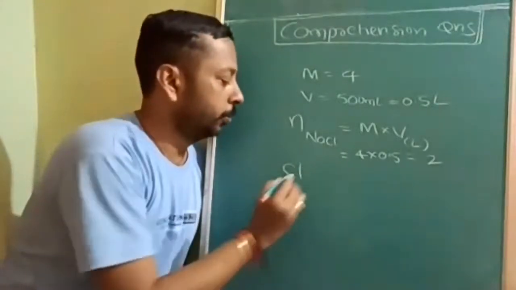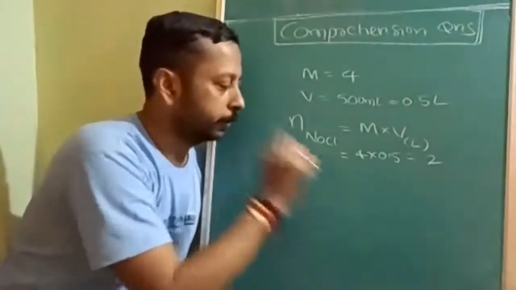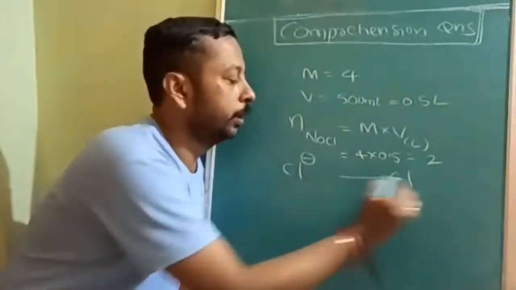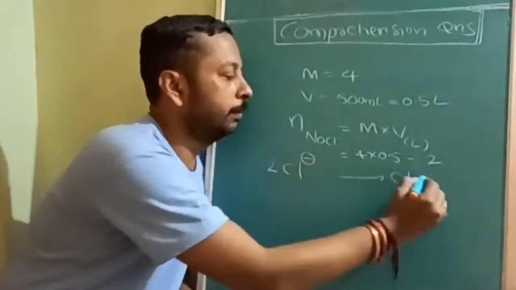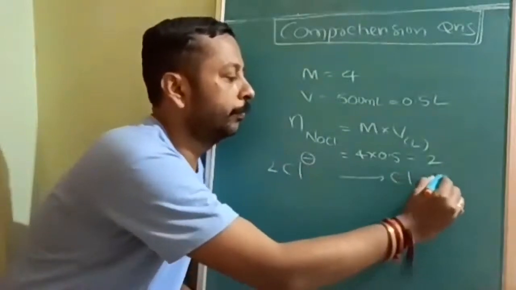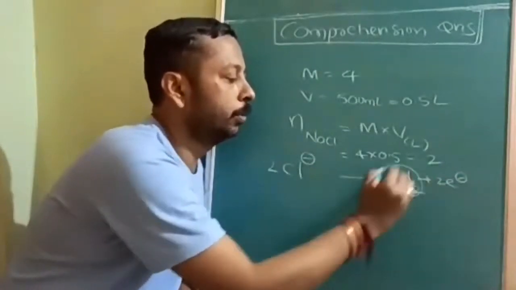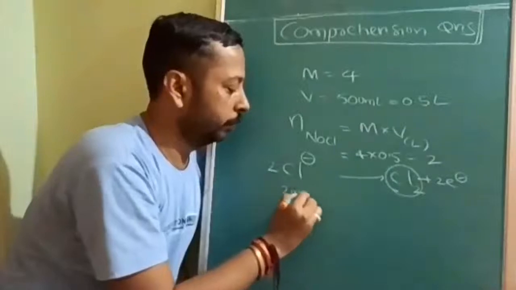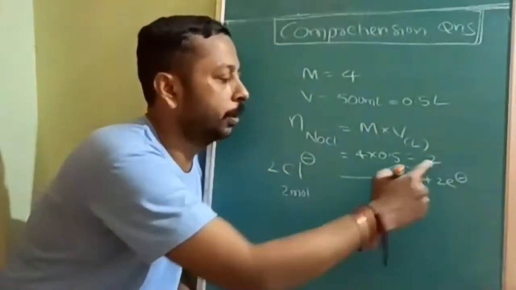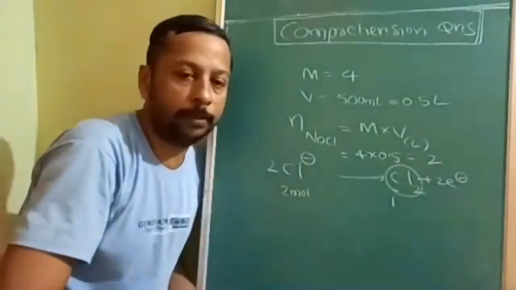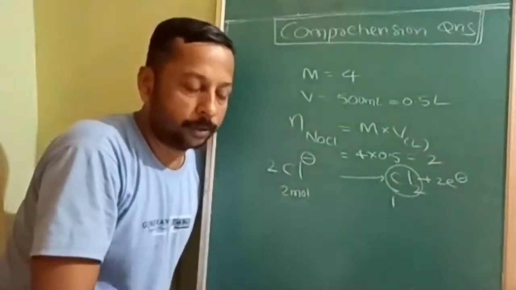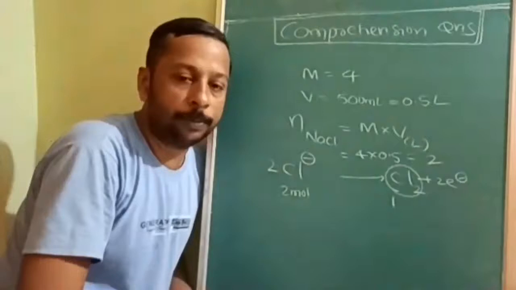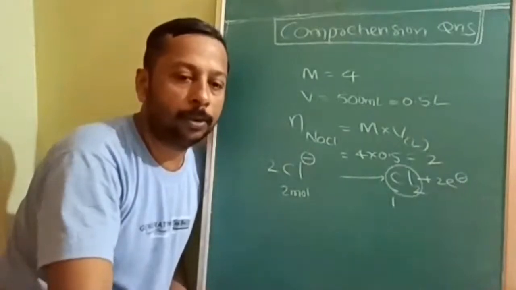But the question asks about chlorine gas, which will be Cl2. So if we have 2 Cl minus, we will get one chlorine molecule. So 2 moles will give you 1 mole. We got 2 moles, therefore the answer will be 1 mole. That is, option B is correct. Note this down.